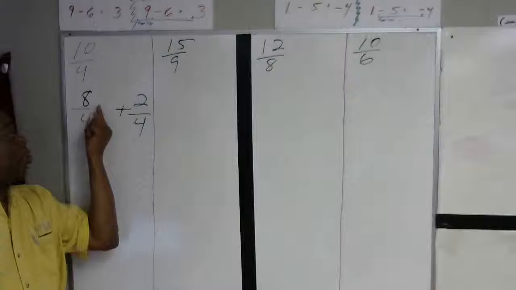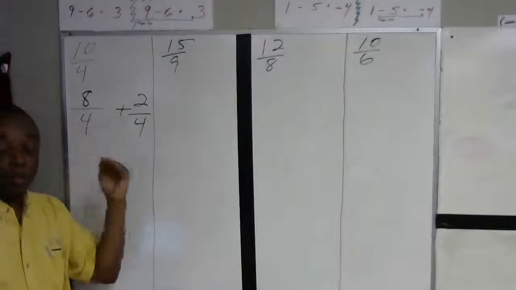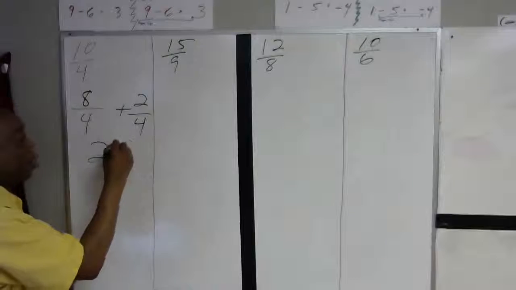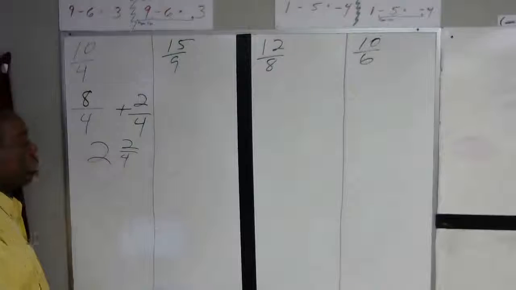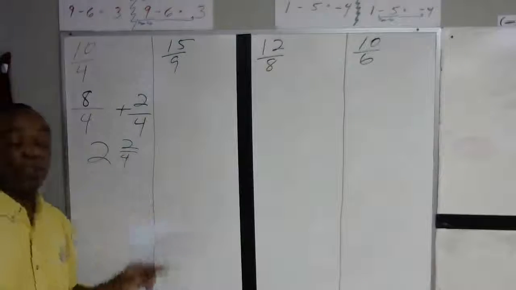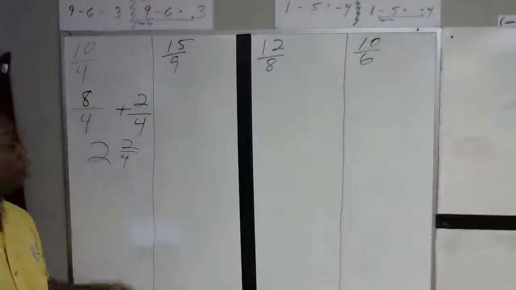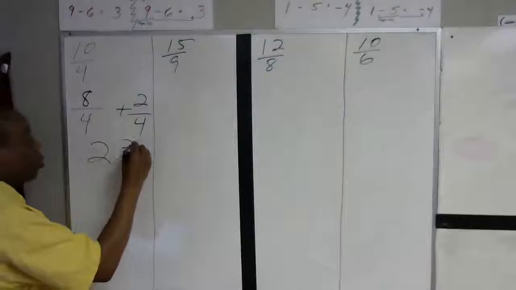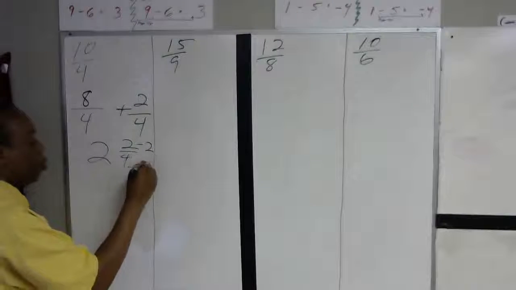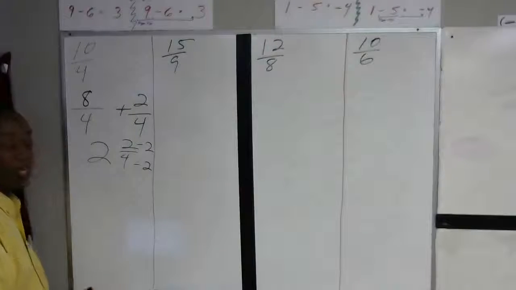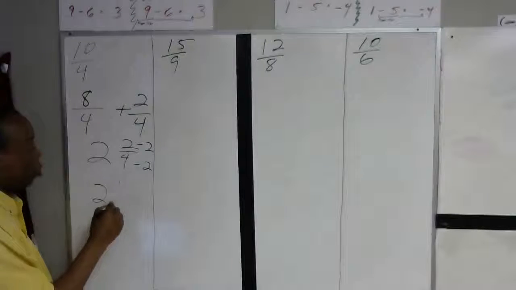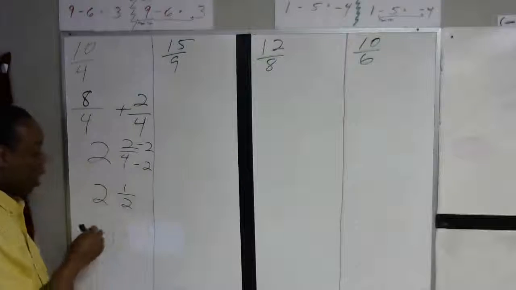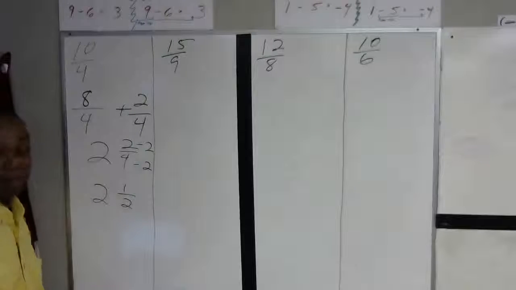Now, I will take my 8 over 4 and say, what is 8 divided by 4? That's 2. And then bring down my 2 fours. Now, the 2 fours can still be simplified. So I'm going to divide this and this by 2. So as a result, we'll get 2. 2 divided by 2 is 1. 4 divided by 2 is 2. And we get 2 and 1/2.